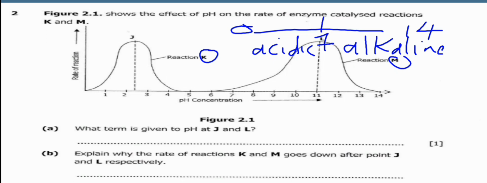Now, when you talk of the effect of pH, there are some enzymes which work well under acidic pH, some which work well under neutral, and those that work under alkaline. One thing you need to know is that an enzyme that can catalyze the reaction under acidic cannot catalyze the reaction under alkalinity or neutrality.